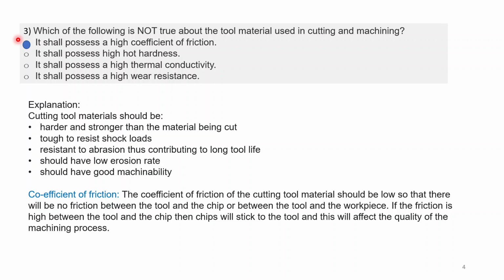Now the coefficient of friction for the cutting tool material should be low, so that there will be no friction between the tool and the chip, or between the tool and the workpiece. If the friction is high between the tool and the chip, then the chips will stick to the tool, and this will affect the quality of the machining process.